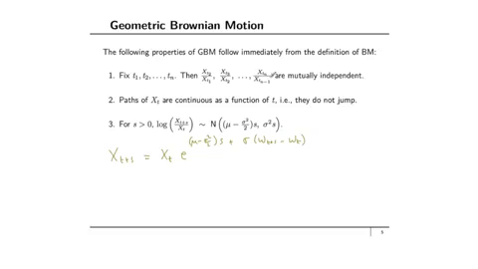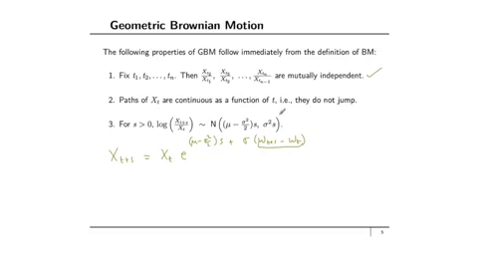Well, the first property states that these ratios, xt2 over xt1, xt3 over xt2, and so on, are mutually independent. And that follows because if I divide across here by xt, I can see the only random variable here is this increment, and the independent increments property of Brownian motion will actually imply this first property here. The second property is the property I mentioned on the previous slide. That is that the paths of xt are continuous as a function of t.